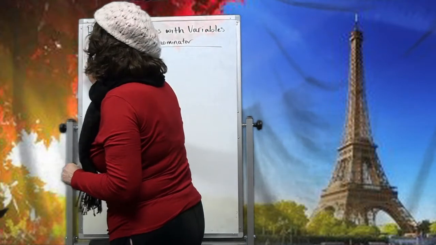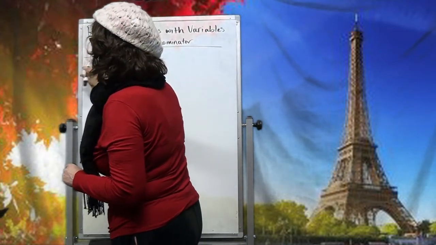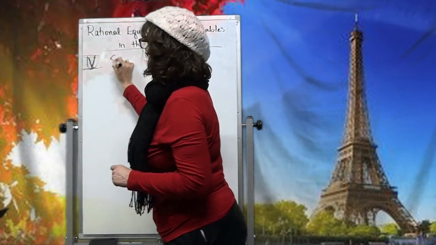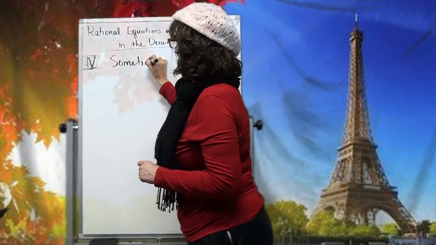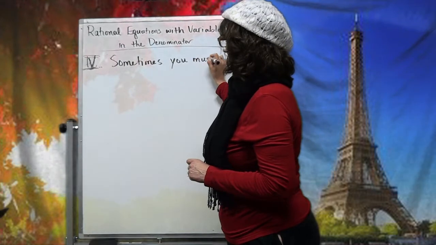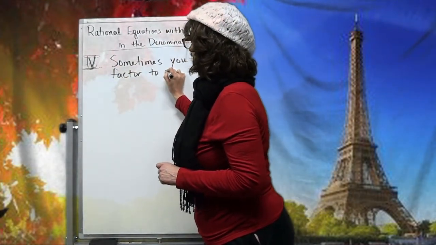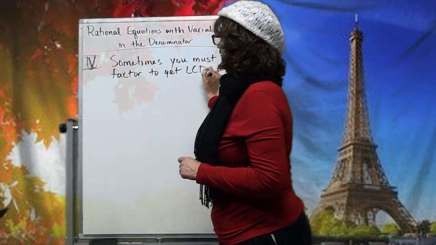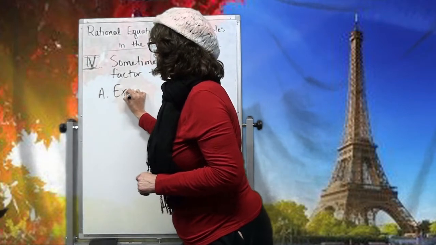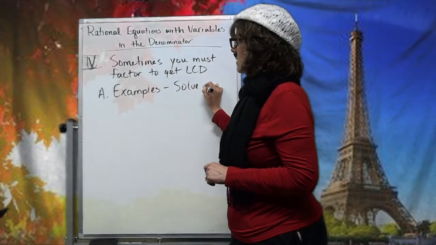So sometimes, I believe I'm on 3, or nope, I'm on 4. Roman numeral 4. Sometimes you must factor to get the LCD. And I've got 2 examples of this. And we're going to solve each one of these.